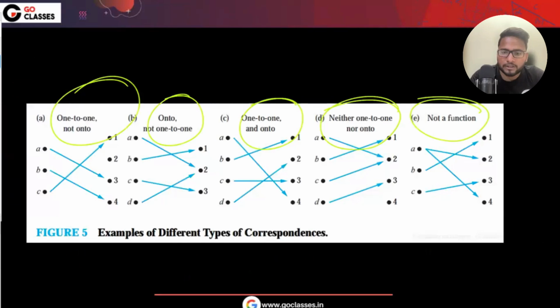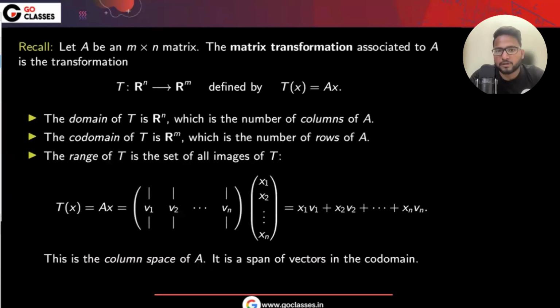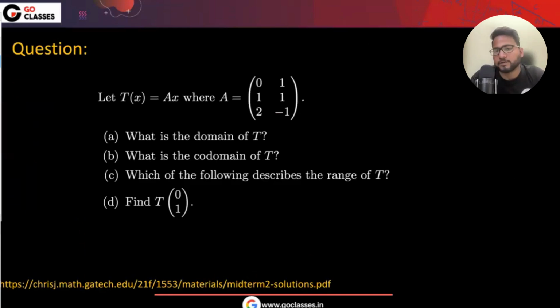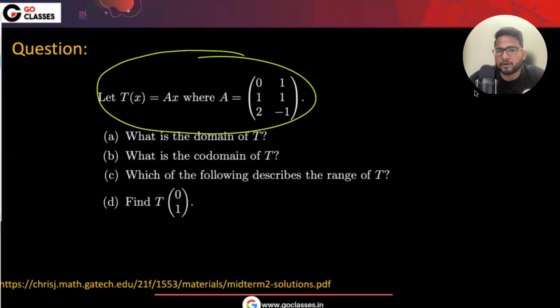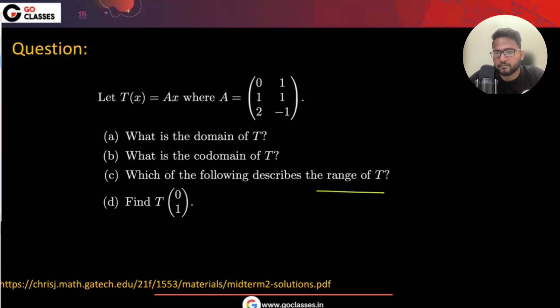Now let's come back to our linear transformation and see what I want to convey. Suppose that there is a linear transformation. Can you tell me the domain, codomain, and the range of T? So what is the domain? So this is 3 by 2, right? It will be R2, right? I think it will be taking vectors from R2.